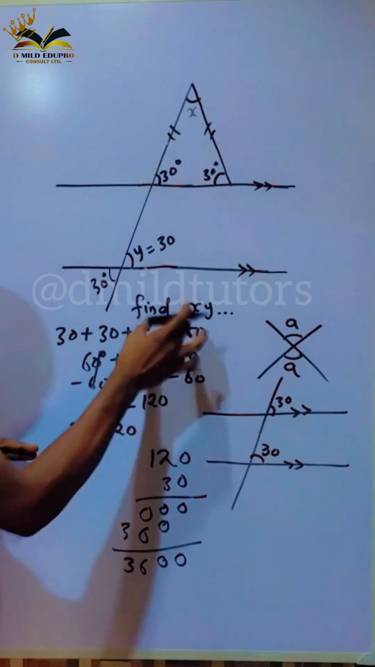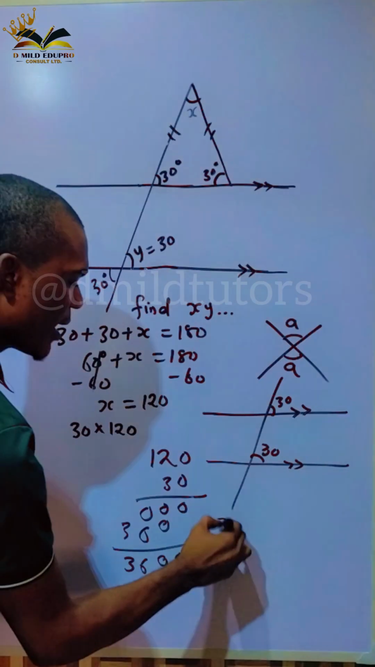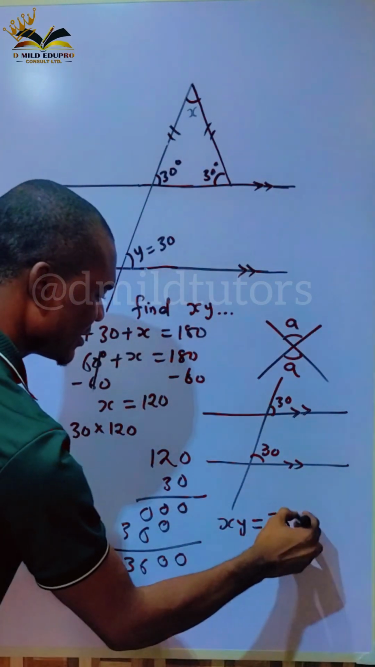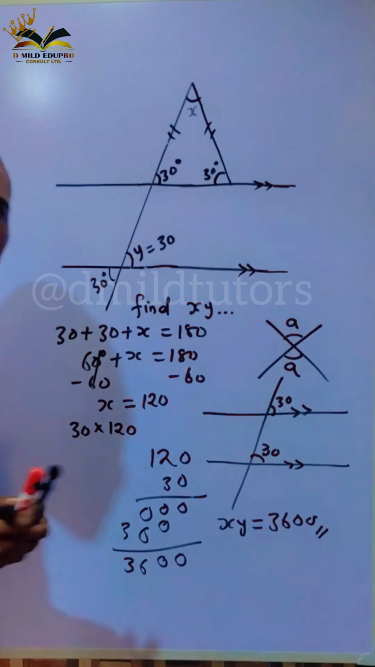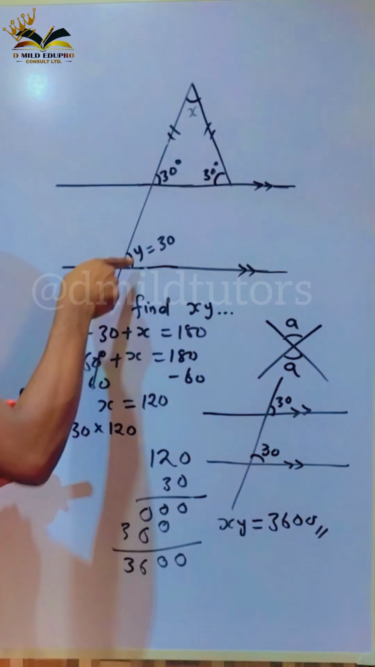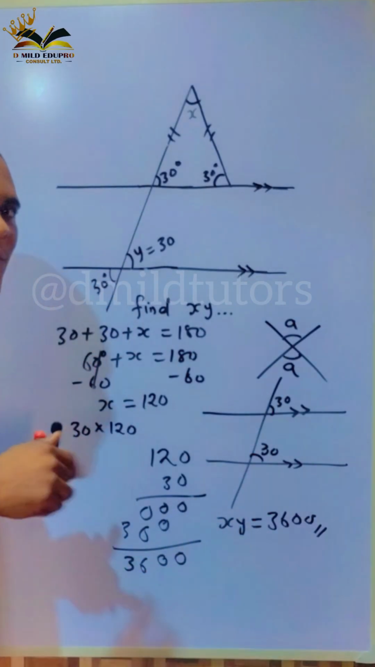So the product of x and y, which they ask us to find, xy, is equal to 3600. Is that okay? So that is just the simple thing they ask us to do here. Remember, once you begin from here, just know what rule to apply, and everything becomes easy.